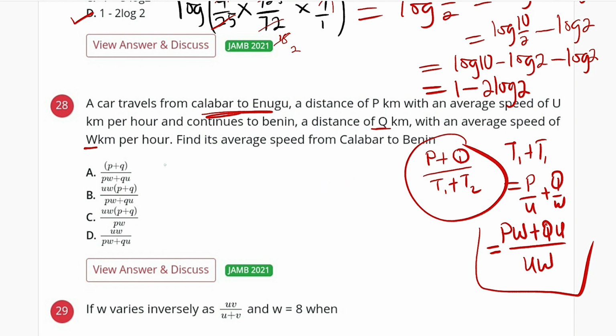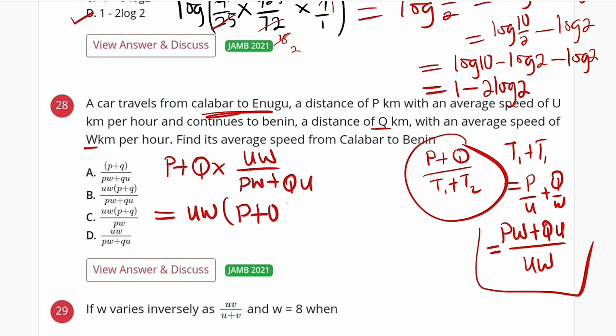We have P plus Q. Instead of division, we can multiply and take the reciprocal. We write the denominator UW first, then divide by PW plus QU. If you simplify this, you have UW multiplied by P plus Q, the whole of this divided by PW plus QU. So this is the average speed.